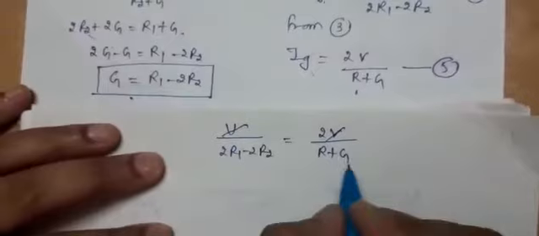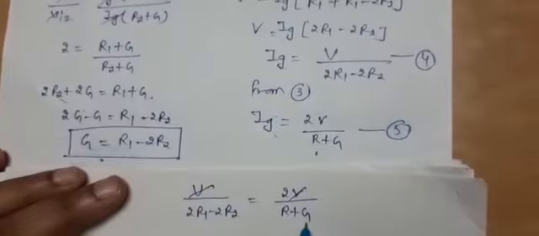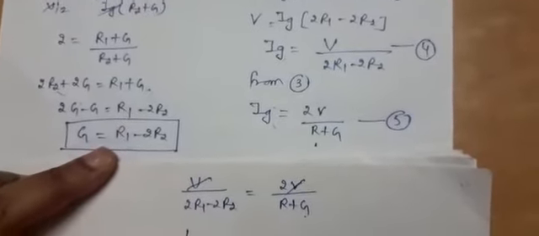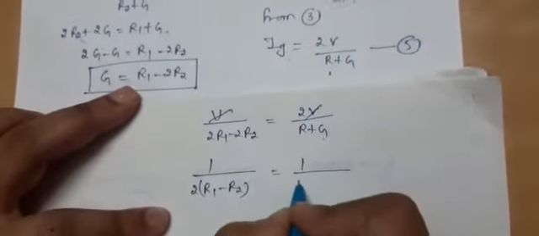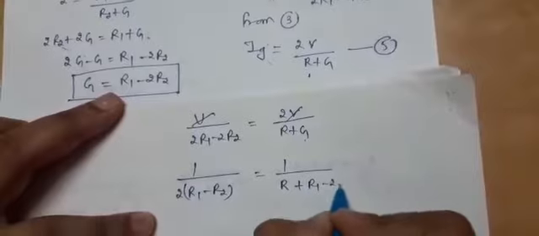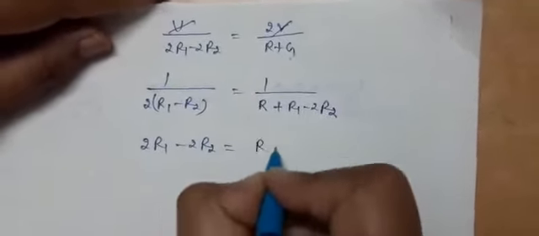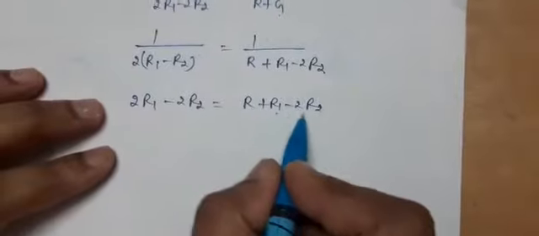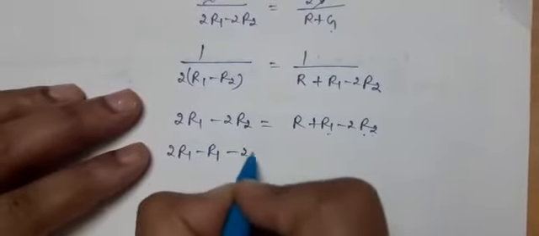V will be cancelled, but this G is unknown. G is also unknown because we have to calculate R in terms of R1 and R2, not G. So we will substitute this value of G here. 1 by 2, I will take 2 common: 1 by (2R1 minus 2R2) equals 1 by (R plus R1 minus 2R2). After this I will just rearrange the terms. We will get (2R1 minus 2R2) = R plus R1 minus 2R2. Then rearrange the terms.